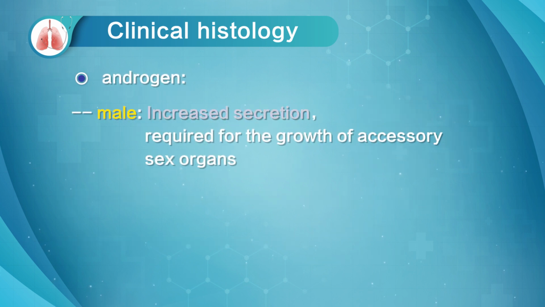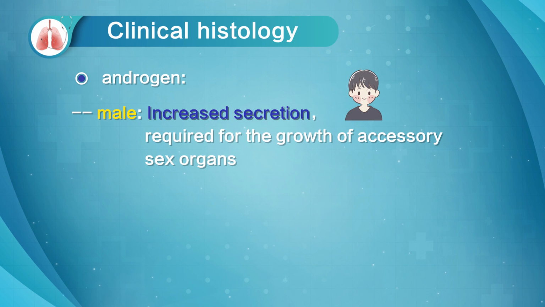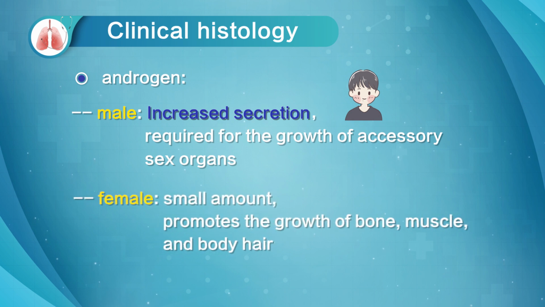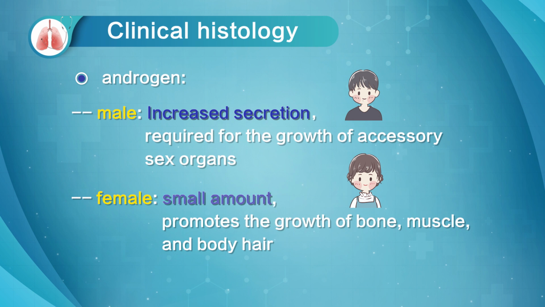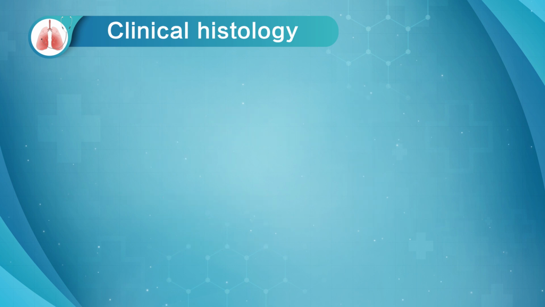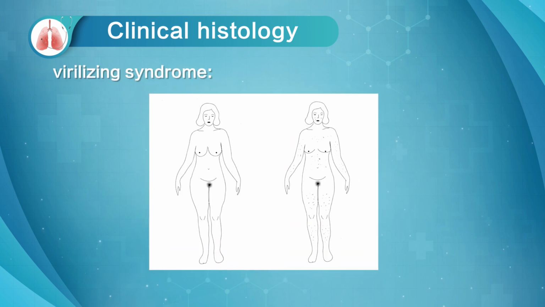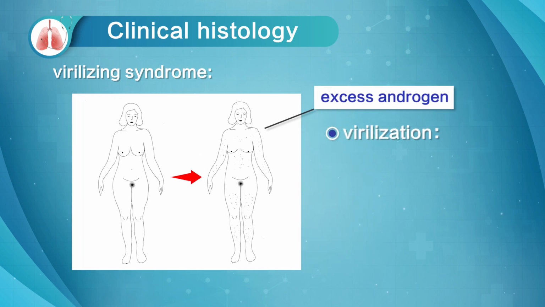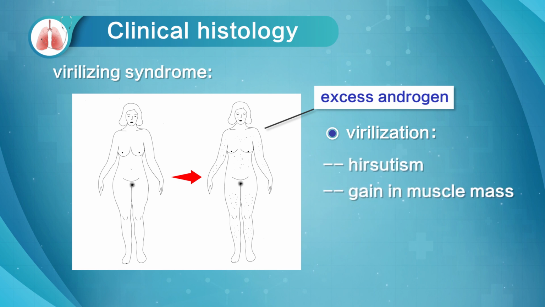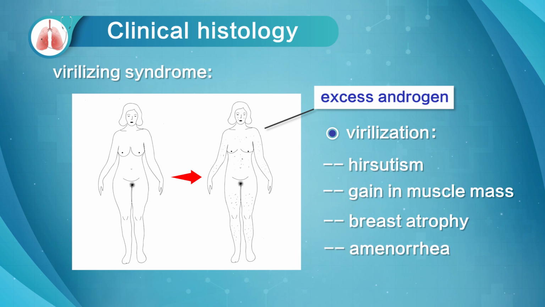Increased androgen secretion during puberty by the testes is required for the growth of male accessory sex organs. Well, in female, a small amount of androgen promotes the growth of bone, muscle, and body hair. If the zona reticularis secretes excess androgen in the female, it may result in virilization, including hirsutism, gain in muscle mass, breast atrophy, and amenorrhea, etc.